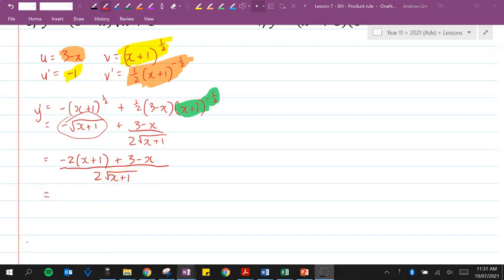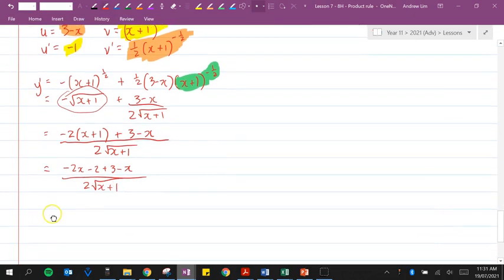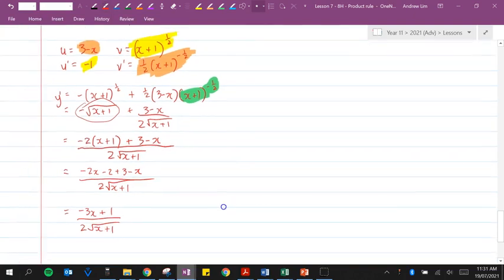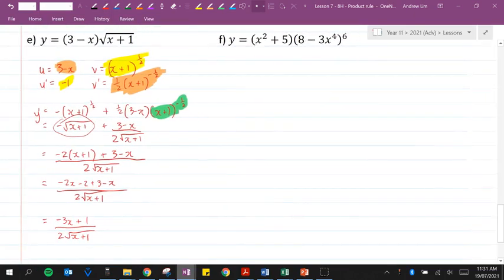We can now expand the brackets and collect like terms. So we have negative 2x minus 2 plus 3 minus x all over 2 root x plus 1. And that's just going to give us a final answer of minus 3x plus 1 all over 2 lots of root x plus 1. Okay, let's have a look at question F.